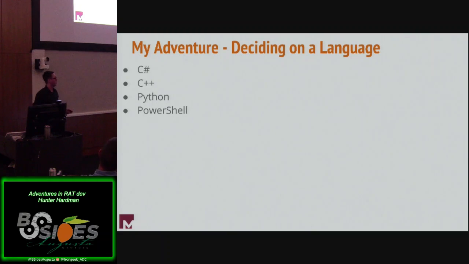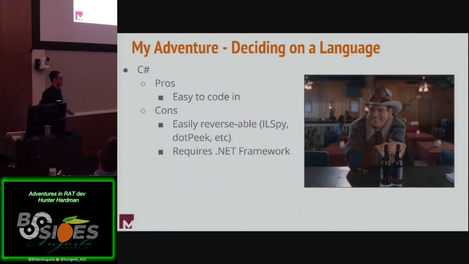So as far as deciding on a language, everyone's going to go through that. Deciding on a client language, the server doesn't really matter too much. I like to use PHP, but I looked into C#, C++, Python, as well as PowerShell. C#: pros, obviously, it's very easy to code in. It's a very high-level language. Cons, tools exist to easily disassemble it, like ILSpy. And then also, you need .NET Framework to be installed on the system. This is usually not an issue within corporate environments, but I don't like taking chances.